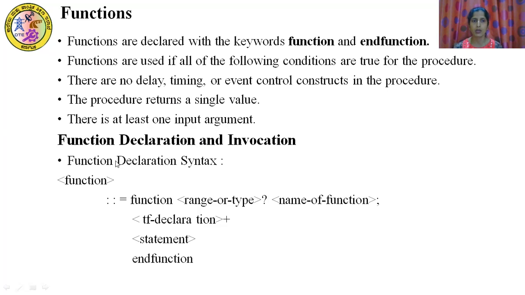Now let us know about the function declaration and invocation syntax. So the function declaration syntax is as follows. Function declaration begins with the keyword function followed by the range or type, which is optional, followed by the name of the function, ended with a semicolon. The initial part of the function will have the declaration part followed by the program statements, and the function ends with the keyword endfunction.